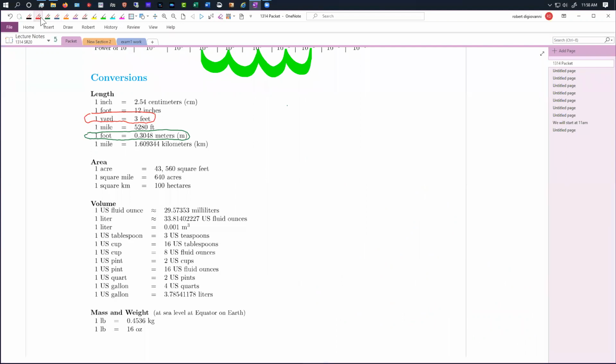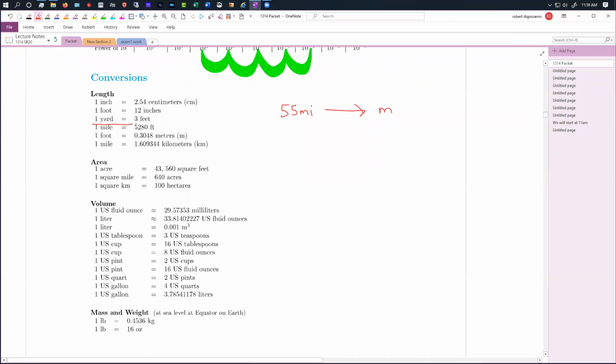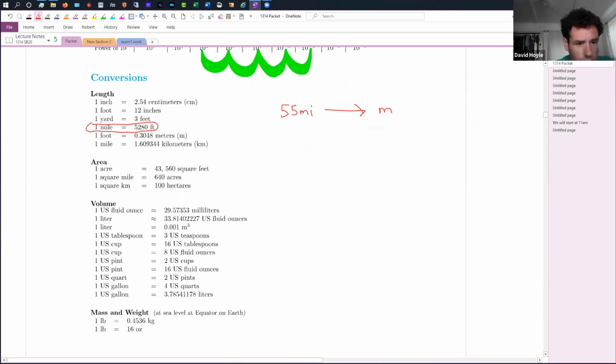Okay, it was 55 miles, and we want to get that to M, which is meters. So we want to go from miles to meters. Do we have anywhere on our chart where we go from miles to meters? We have miles to feet, a way to go from miles to feet. We also have miles to kilometers.